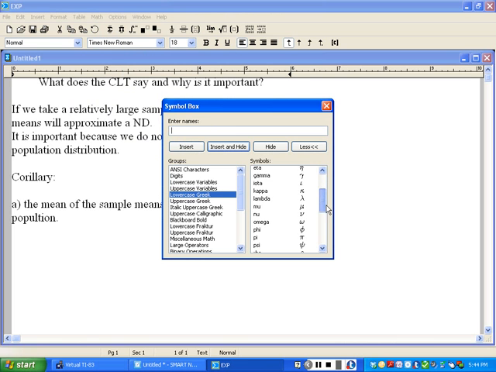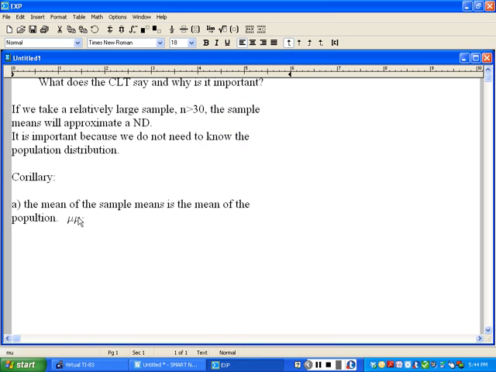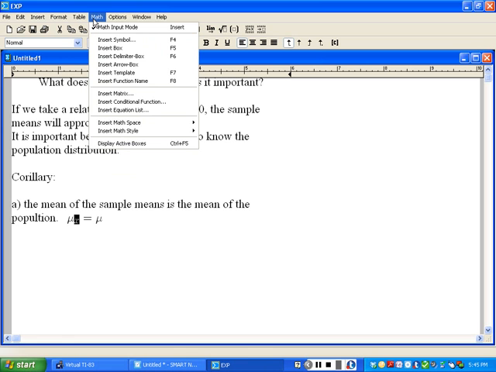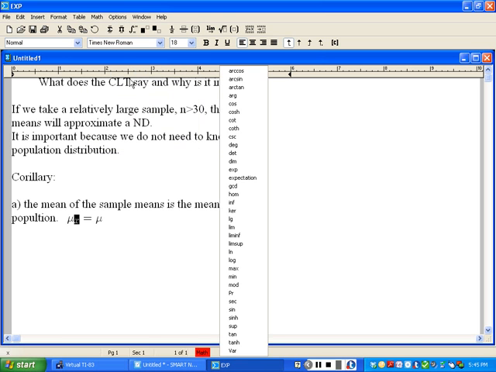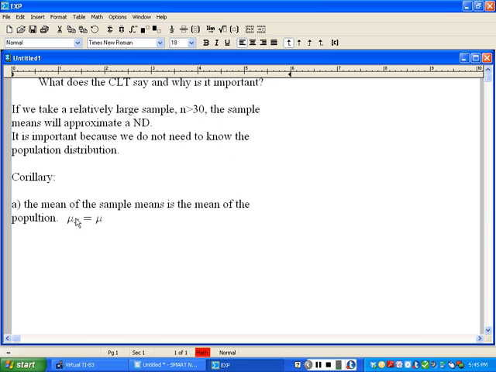That the mean of the sample means, I don't know how to make that X bar. I used to know how to do that at some point in my life, but I don't remember how to do that. Anyway, that's supposed to be X bar. It's equal to the mean of the population.